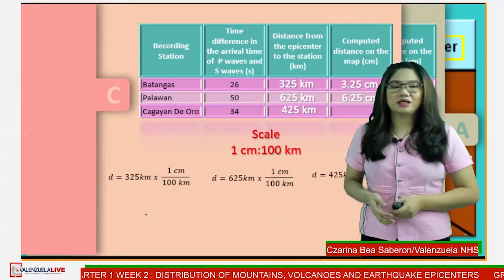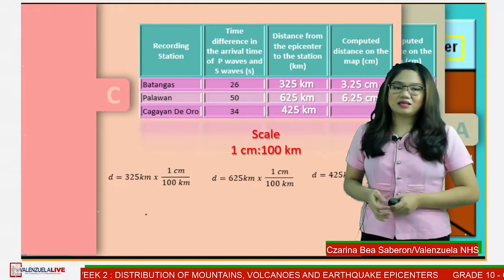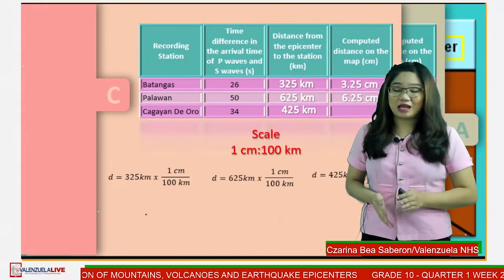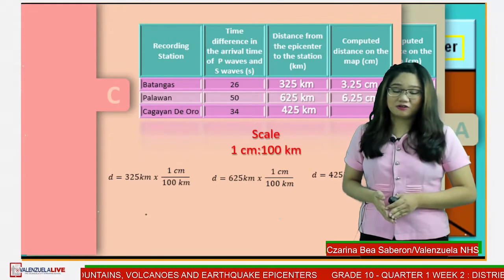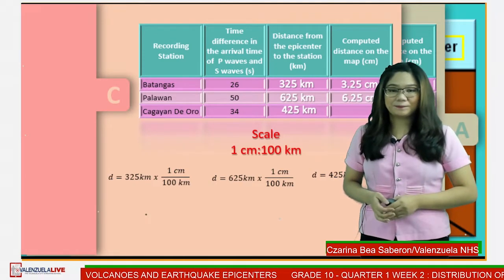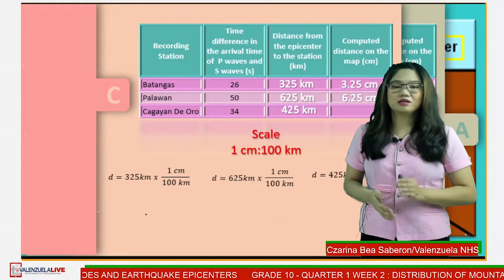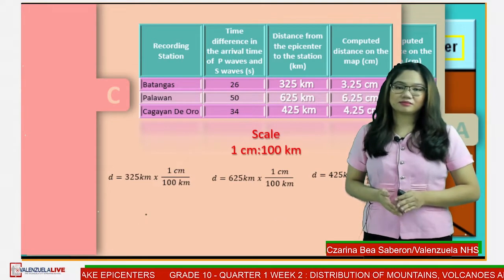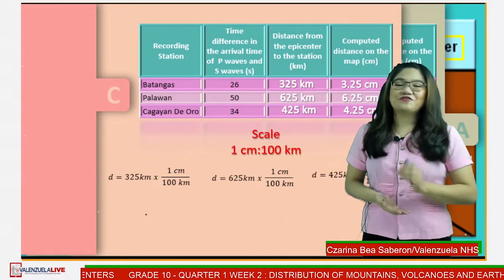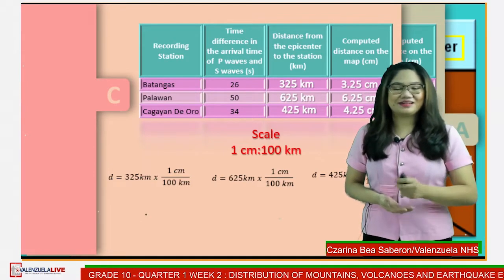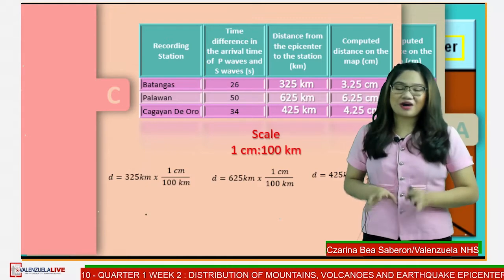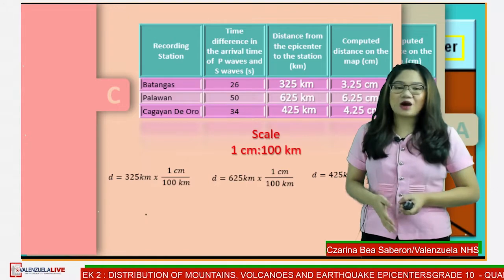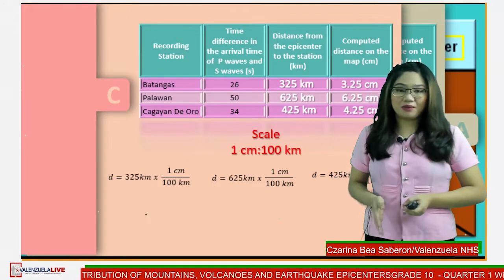And lastly, let's have Cagayan de Oro. So let's plug in distance is equal to 425 kilometers times 1 centimeter over 100 kilometers. And our computed value there will be, all right, 4.25 centimeters. So there. Now you've got all the data needed for us to proceed with the next step. So let us now plot this data on the map and do the triangulation.